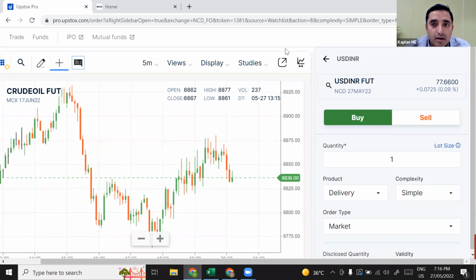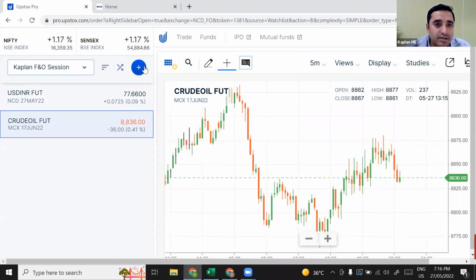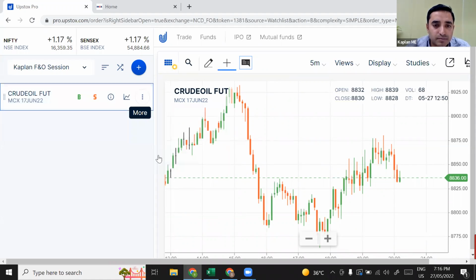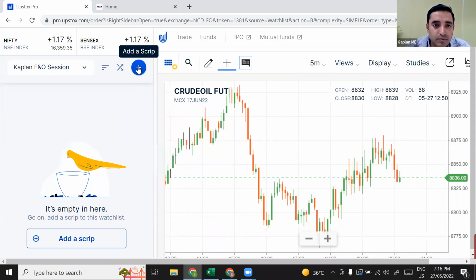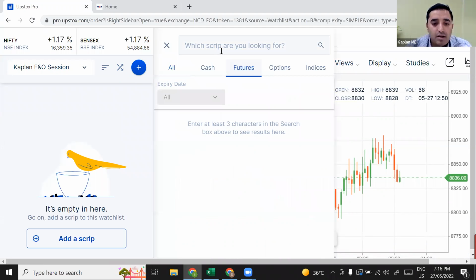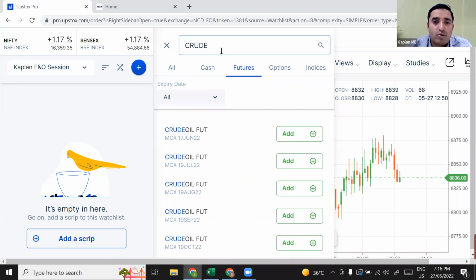Now, there are different types of commodities that you can trade in. Okay, so what I'll do is I'll just remove all these things from the watch list first. So I want to trade in futures, and I want to trade crude oil futures. Clear? Now you see MCX, the name of the exchange. And you see 17th June, 19th July, 19th August, 19th.